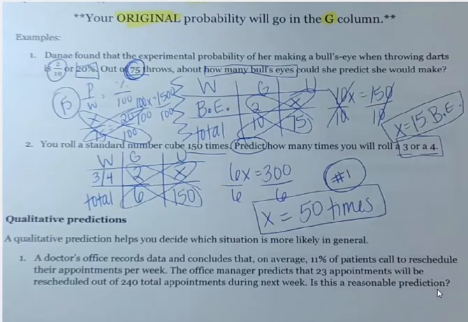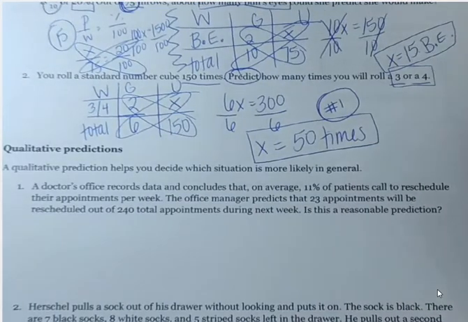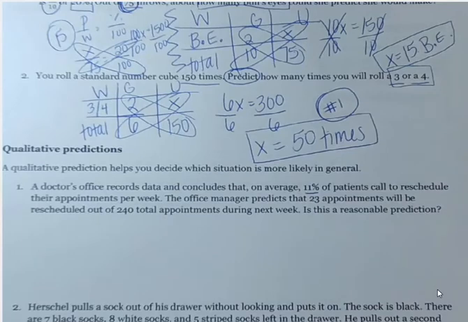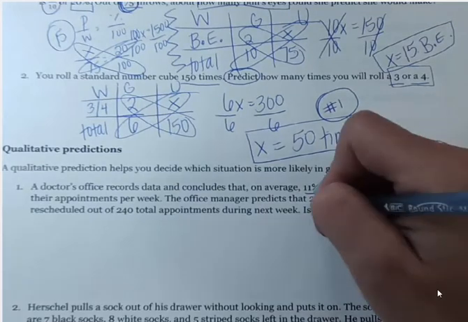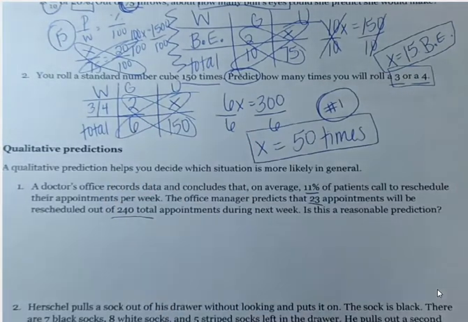Alright, next we're going to be talking about qualitative prediction. This helps you decide which situation is more likely in general. A doctor's office records data and concludes that on average 11% of patients call to reschedule their appointments per week. The office manager predicts 23 appointments will be rescheduled out of a total of 240 during the next week. Is this prediction reasonable?